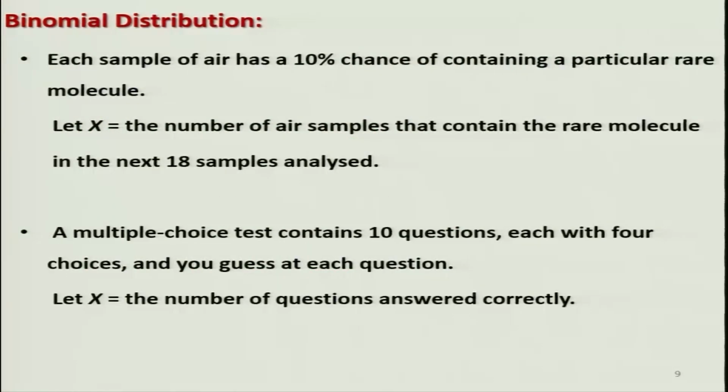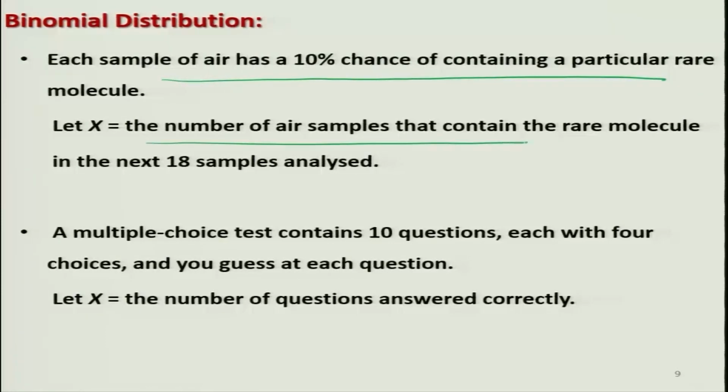And if I take two more examples, suppose any sample of air has a 10% chance of containing a particular type of rare molecule. Now let X be the number of air samples that contain the rare molecule in the next 18 analyzed samples, right. Once again you can see the molecule is absent or present, so that is a sort of Bernoulli trial, and then you are interested in the number of times the event is occurring.